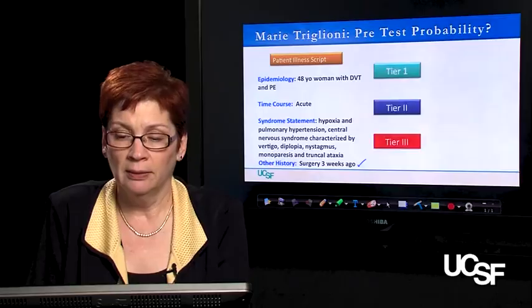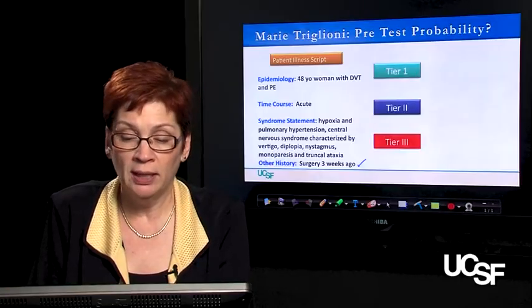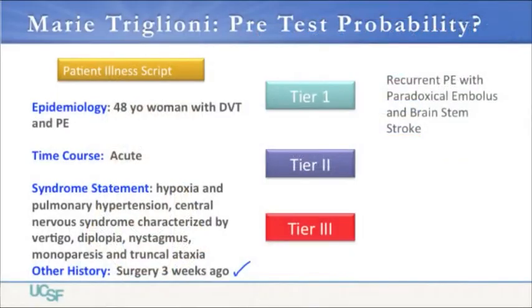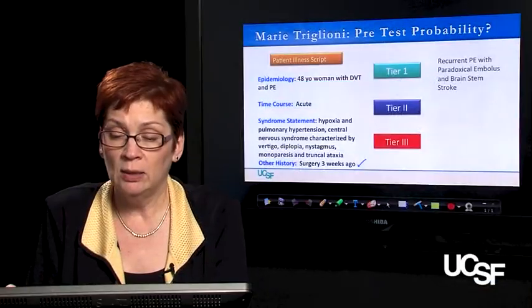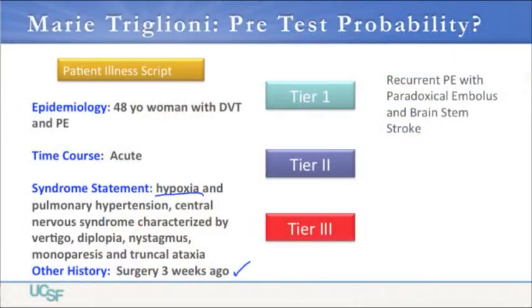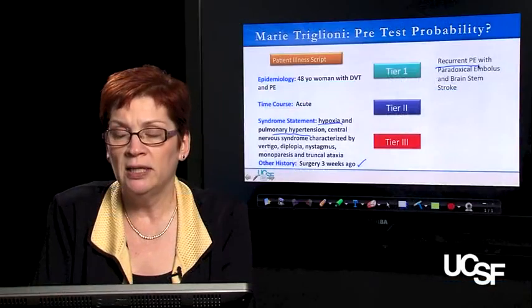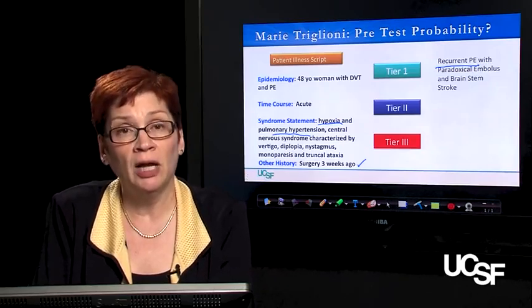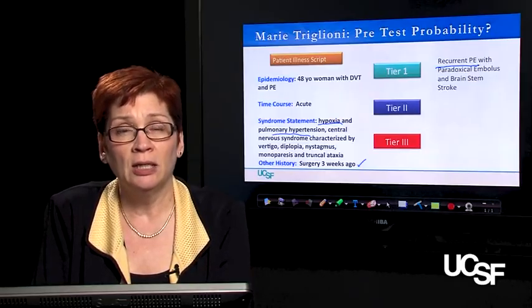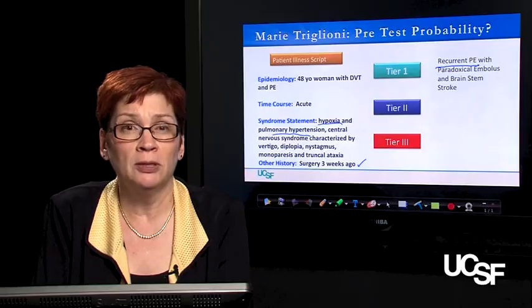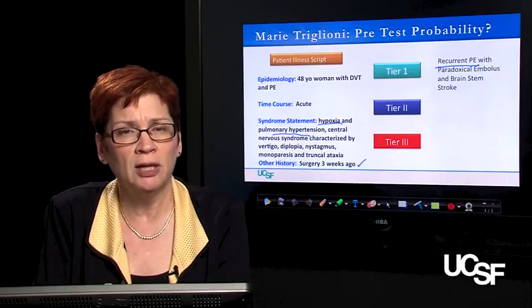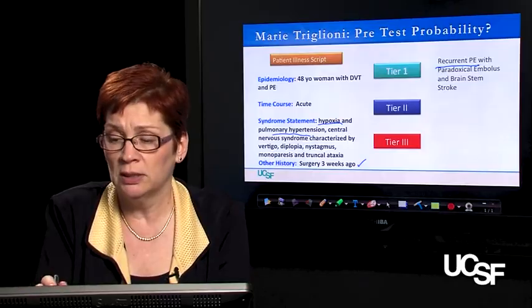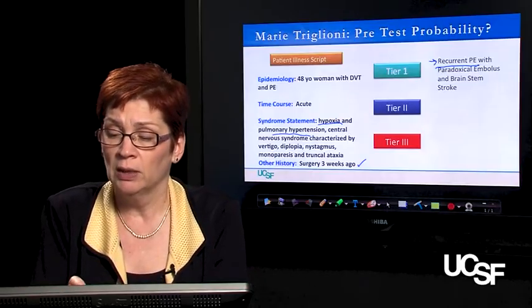So tiering, her tier 1 diagnosis, recurrent pulmonary embolus with paradoxical embolus and brainstem stroke. Let's see why people describe that. Well, the hypoxia and the pulmonary hypertension suggest a recurrent pulmonary embolus. Why do we think it was recurrent as opposed to just an extension of what had been present there? Because she was fine, got up, used the commode, and acutely dropped her pulse ox to 85%. So something acute happened, and this individual was considering a recurrent pulmonary embolus.